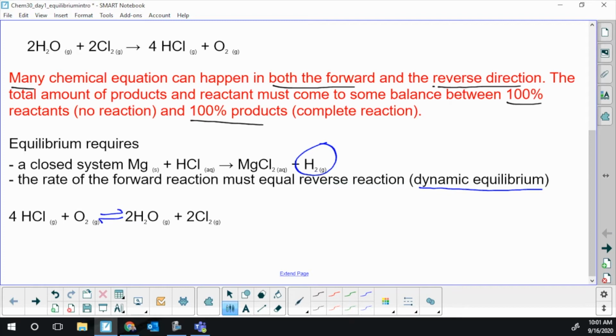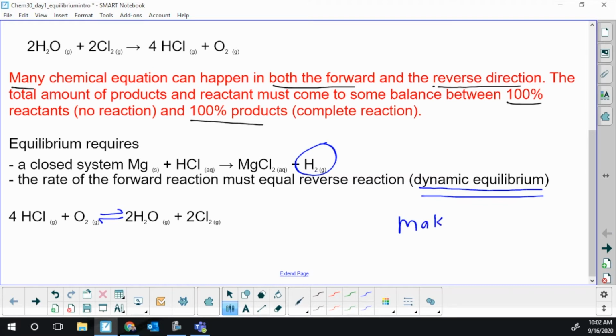A system has gone to equilibrium when the rate of the forward reaction equals the rate of the reverse. So maybe the forward reaction is making 2 moles per liter per minute of water, and the reverse is using up 2 moles per liter per minute of water, exactly canceling each other out. Okay, so the concentration of water stays the same. That is dynamic equilibrium.